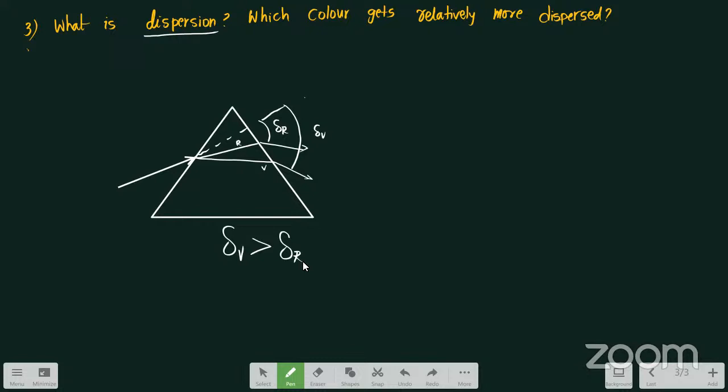So, how can you define dispersion? Dispersion is nothing but, whenever a white light is passed through a prism, the white light gets divided into how many colors? Seven colors. What are the 7 colors? The 7 colors are violet, indigo, blue, green, yellow, orange, and red. So these are the 7 colors.